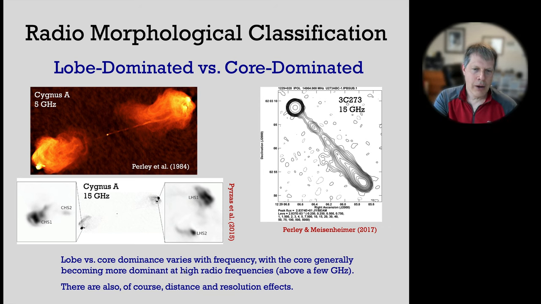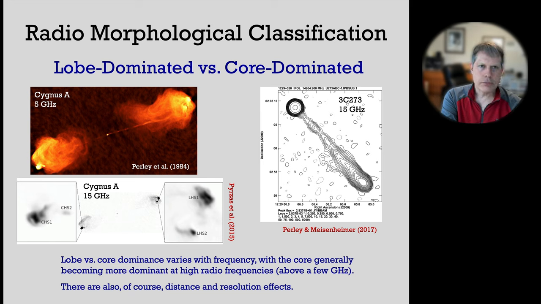Clearly, if you have a source at a very great distance, some of what would truly be extended emission if the source were closer by may appear to be part of the core emission because you simply can't resolve it. And similarly, if you observe with a very low resolution instrument, then again, you may mix some of the extended emission with the core and artificially attribute it to the core. So it's a bit tricky, exactly how you define lobe dominated versus core dominated, but the basic separation turns out to be practically useful, and you will often hear people referring to lobe dominated versus core dominated sources, and this is what is meant by the morphology.